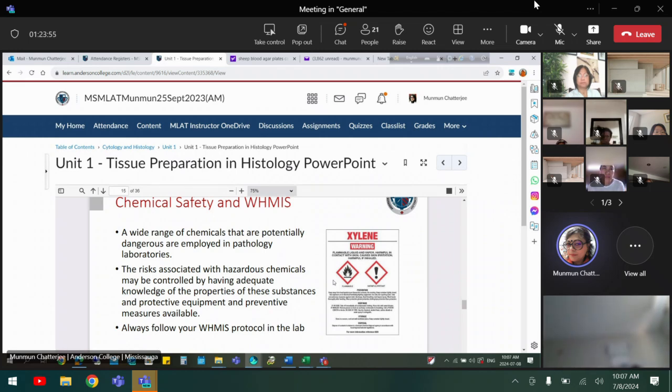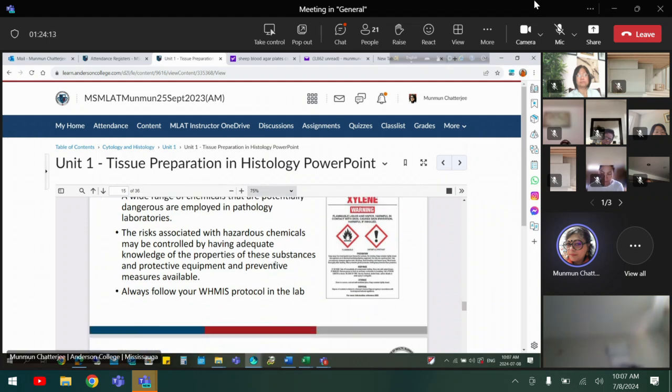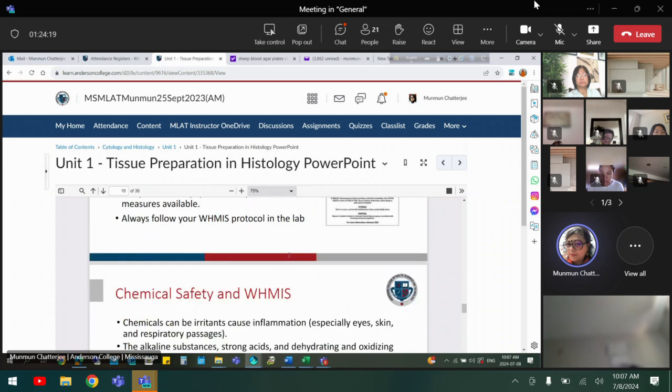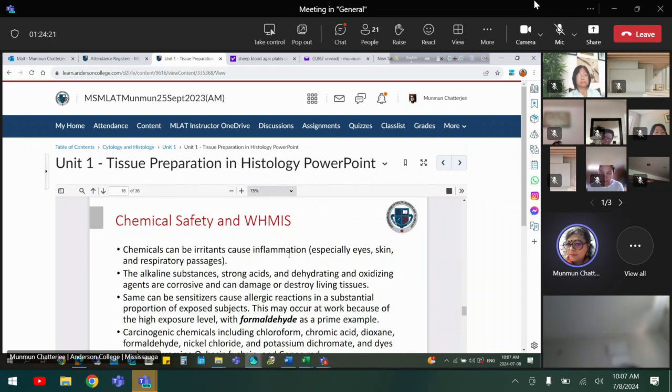Mainly, you have to work in the chemical safety hood here. You also have to know how to dispose of the chemical and where to keep it. If you know all of this, it's fine. You can work nicely, but you have to know everything to prevent any accident or health damage. Always follow your WHMIS protocol in the lab. This is very important in this area. So, chemical safety and WHMIS.